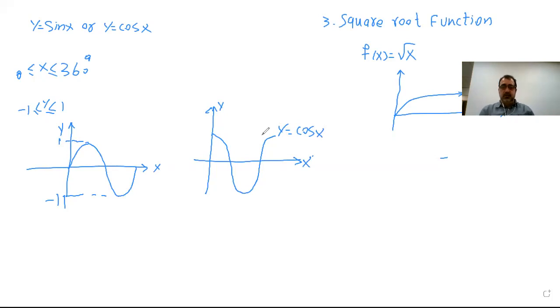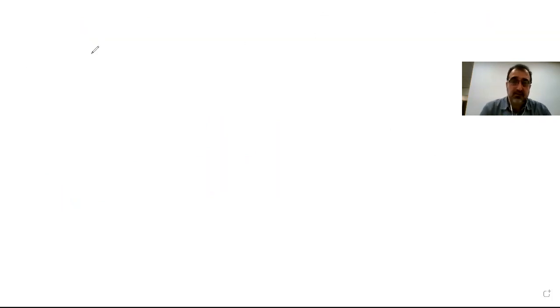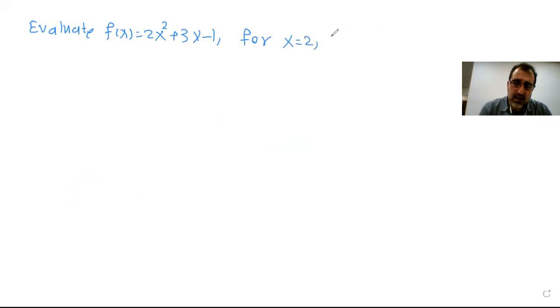Okay, this is the definition of function. We talked about domain and range, we talked about function notation, and we've gone through parent functions. Now I'm going to have two examples, and then I will end the first session. For instance, evaluate f of x equals 2x squared plus 3x minus 1 for x equals 2 and 3.